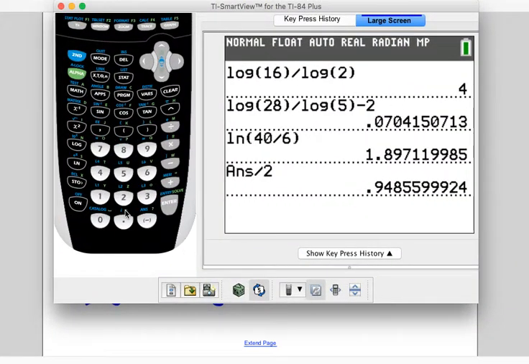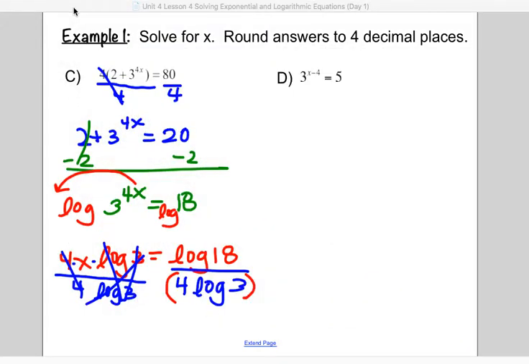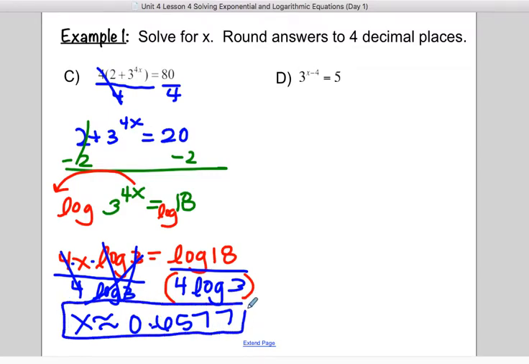So on to our calculator. We have log of 18 divided by parentheses 4 log of 3. End this parenthesis and then end it so we have that this one is sealed off. Okay, hit enter. We are going to round to 4 decimal places, so I go to my 5th, which is a 3, so it says to stay the same. So that's our answer for C. So x is approximately 0.6577. Okay, so that's C. Now let's go ahead and move on to D.